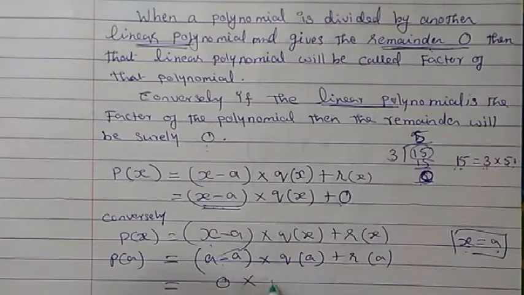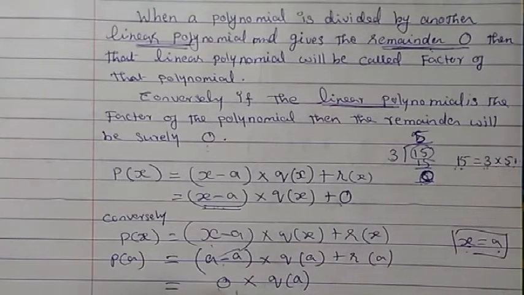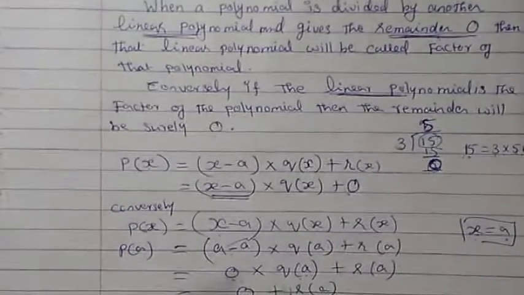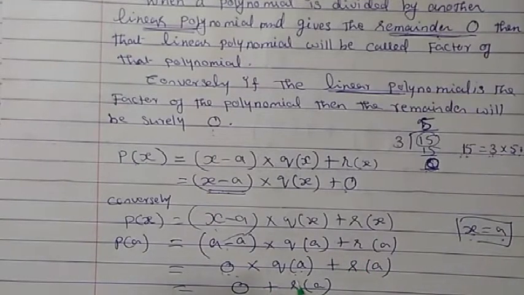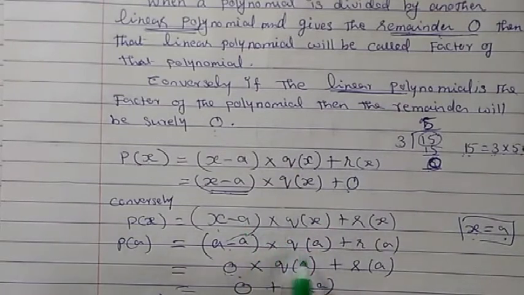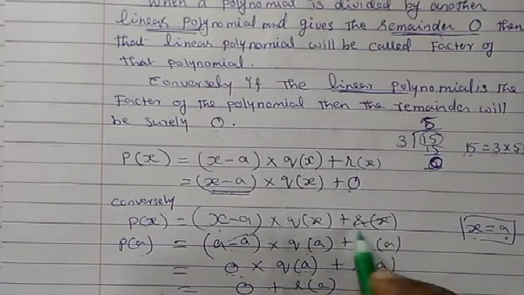So this becomes 0, whatever may be the quotient. When 0 is multiplied with the quotient, this will become 0, then plus the remainder. Then we can say P of A is equal to 0. When this is a factor, then we will get the remainder as 0.